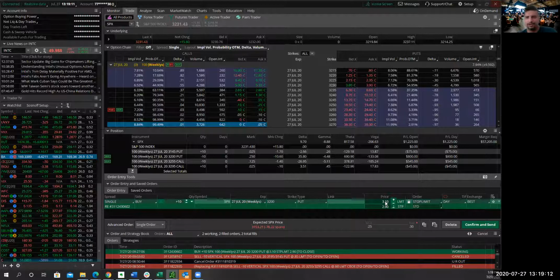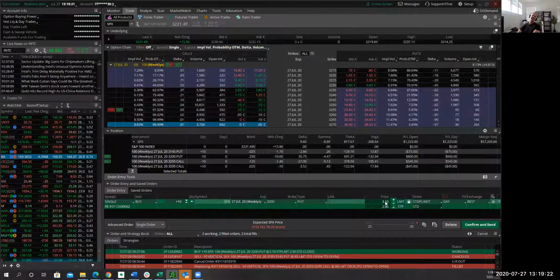I know TD Ameritrade doesn't always try to get you the best price. Not like Charles Schwab. Well, hopefully some of that will change because they merged with Schwab, right? So at some point.